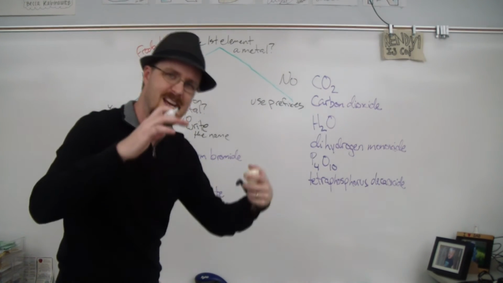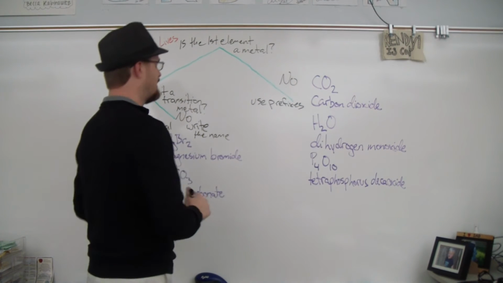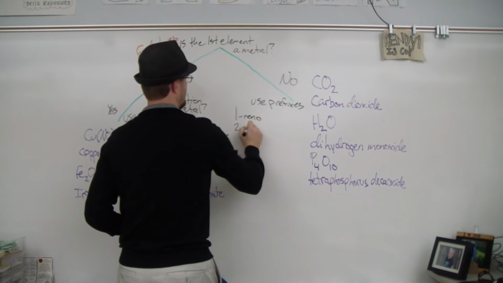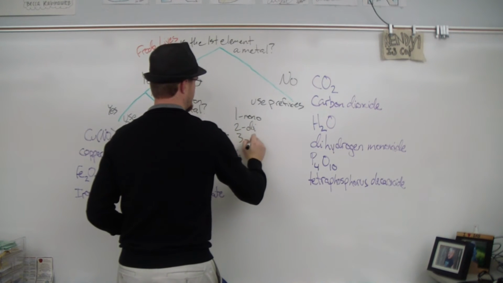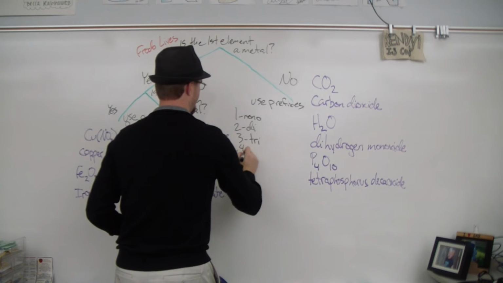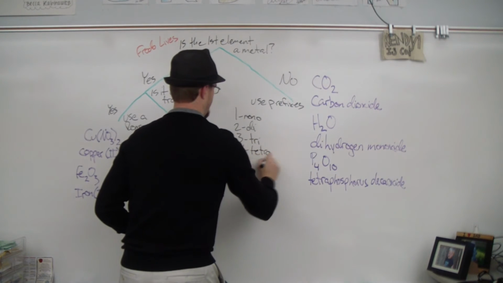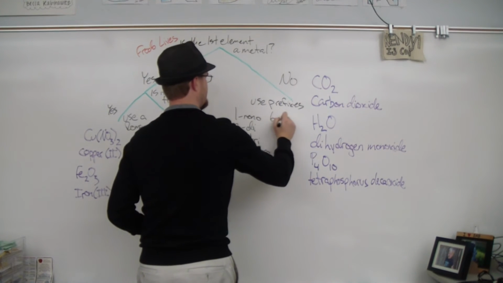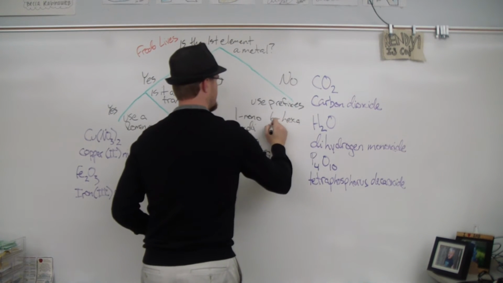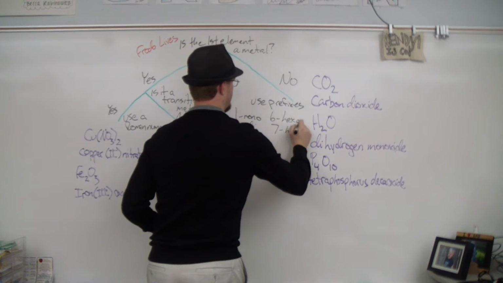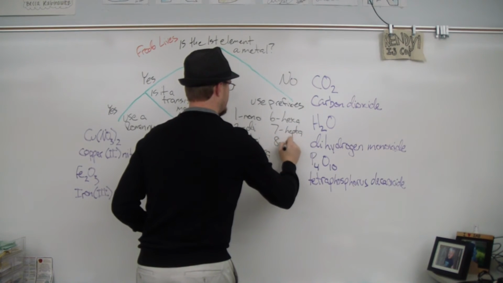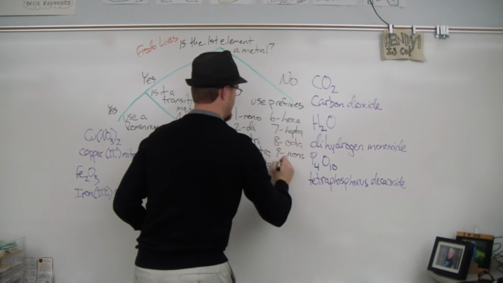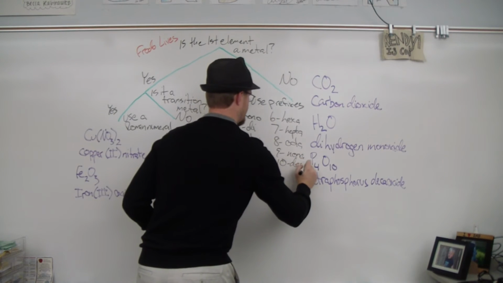So let's go through the first 10 of these prefixes. 1 is mono, 2 is di, 3 is tri, 4 is tetra, 5 is penta, 6 is hexa, 7 is hepta, 8 is octa, 9 is nona, and 10 is deca.